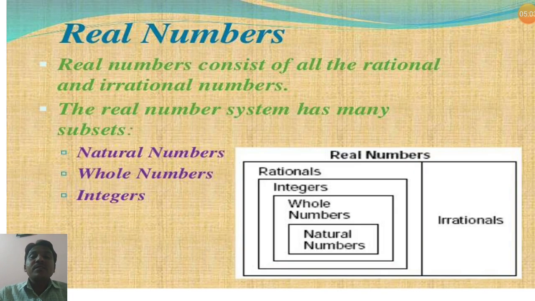Next, real numbers. Real numbers consist of all the rational and irrational numbers. The real number system has many subsets: natural numbers, whole numbers, integers. See here in the box given, natural numbers, a small box is there. All natural numbers are whole numbers, all whole numbers are integers, all integers are rational numbers. Next, one more part is given, irrational numbers. See, rational and irrational numbers together are called real numbers. Okay.